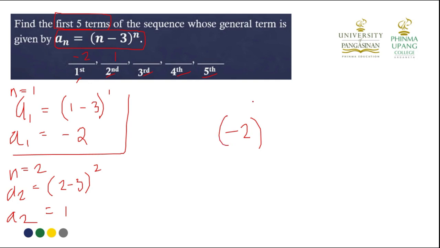Before we proceed to the third one, what is negative 2 raised to 2? 4. What is negative 1 raised to 2? 4. Okay, how about negative 3 raised to 2? 9. What is negative 2 raised to 3?